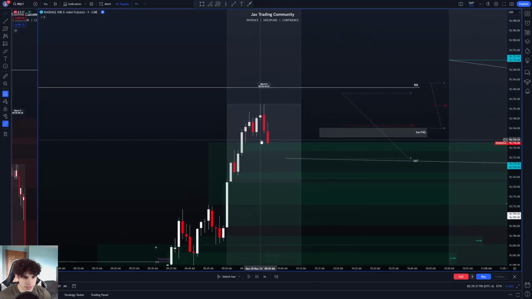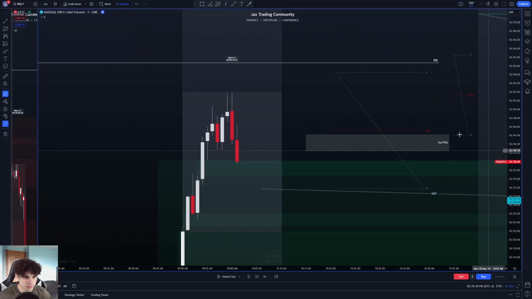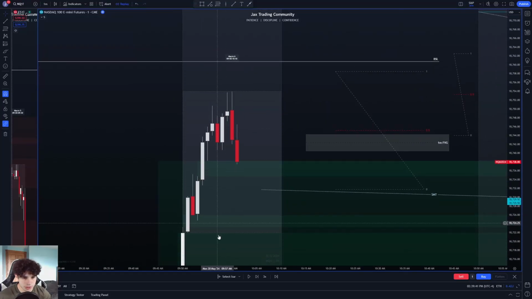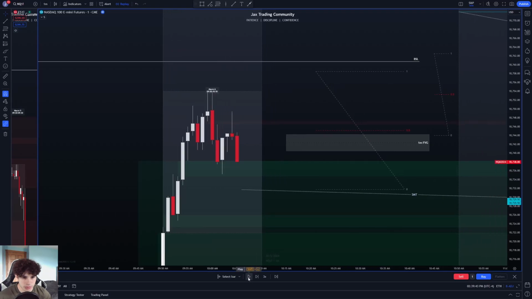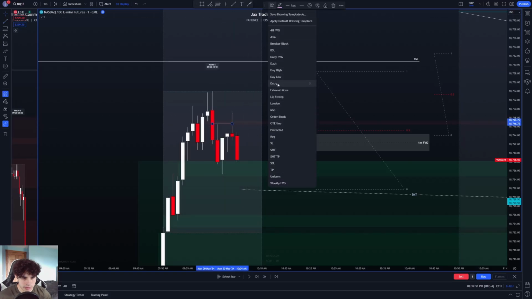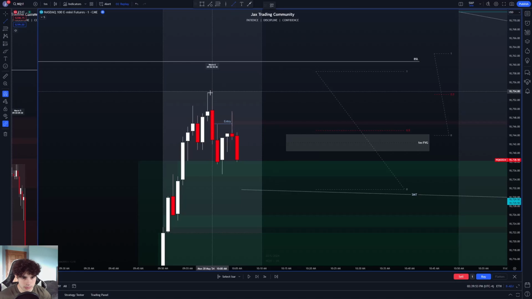So this is the first low that gets displaced through. So I'd want to see a retrace to this 1 minute if I was to take a short. So here's the 1 minute. So let's say you wanted to catch a little piece of this pie, put an entry there.